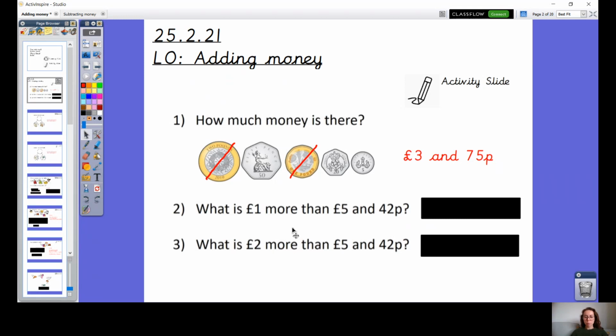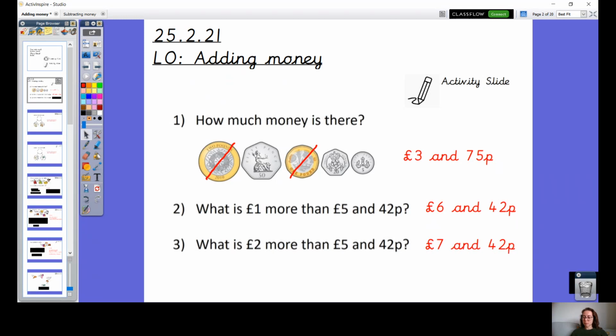Question 2, what is £1 more than £5 and 42p? Well, £1 more would be £6 and 42p. Question 3 says, what is £2 more than that amount? Well, it would be £7 and 42p. Tick those if you got them correct. Well done.